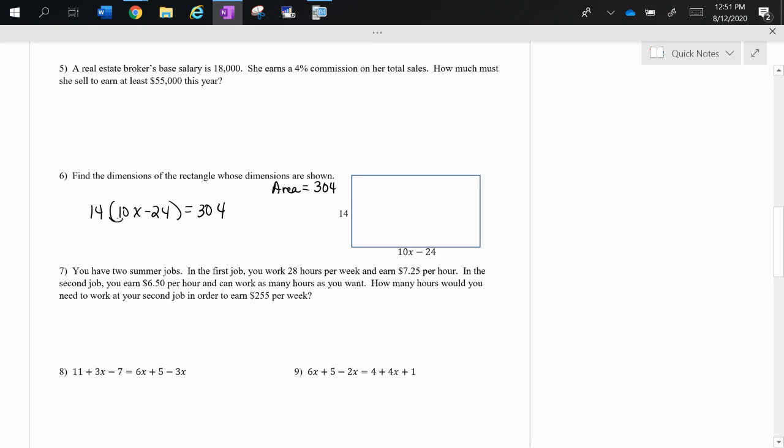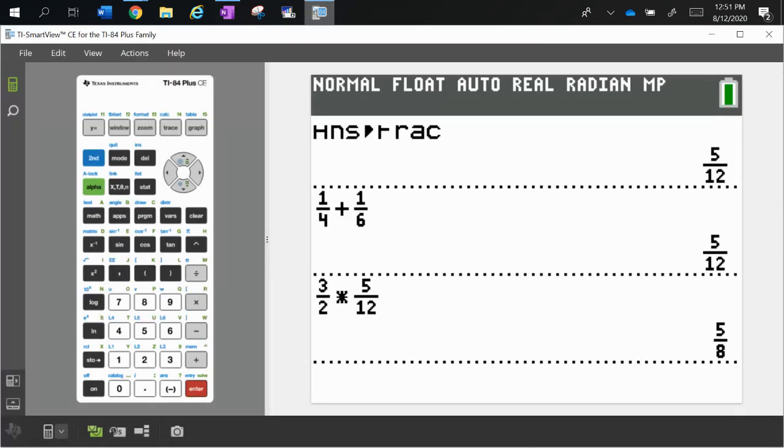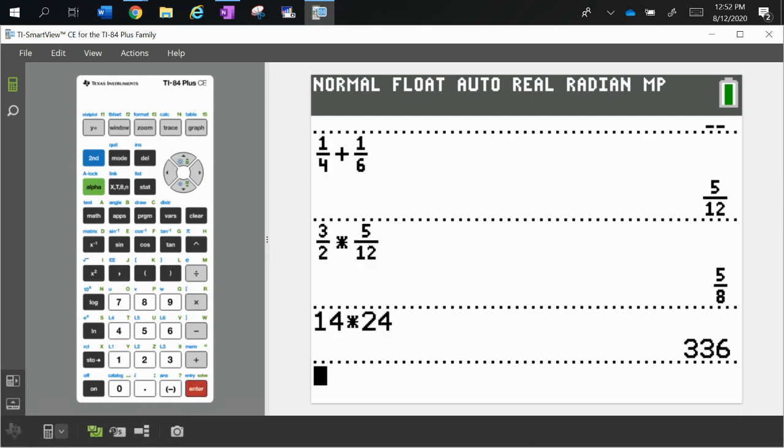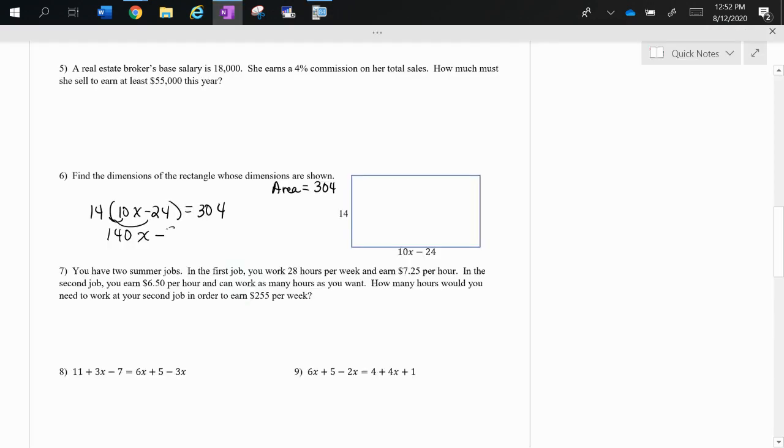And I know I need to distribute here. So I'm going to distribute 14. 14 times 10x is 140x. Minus, I don't know 14 times 24 off my head, so I'm going to do 14 times 24. And I'm going to get 336. And then I'm going to add 336 to both sides.